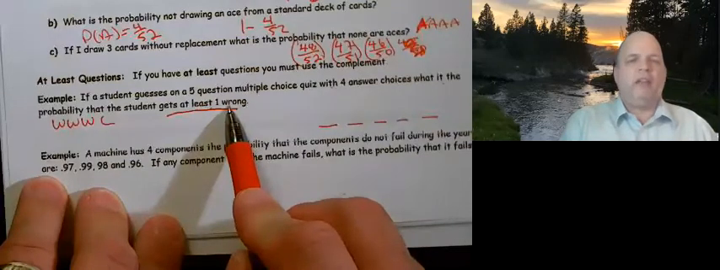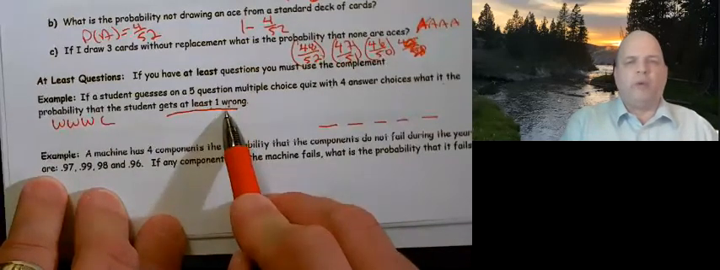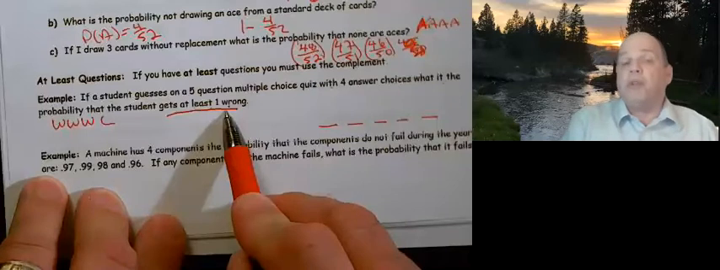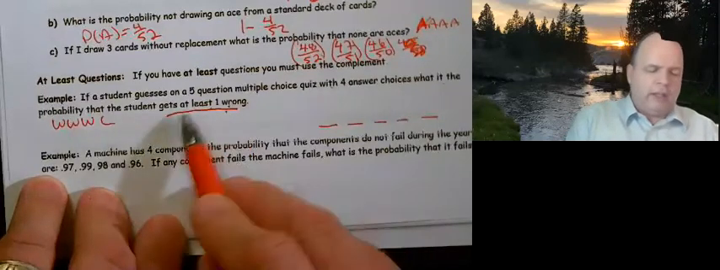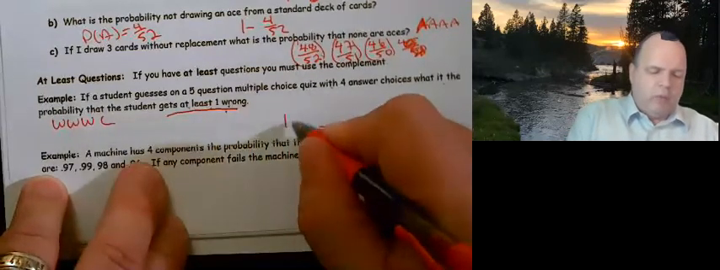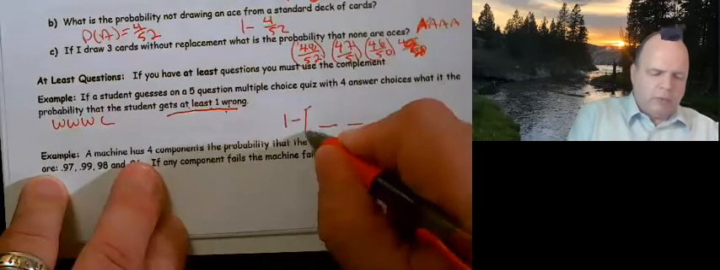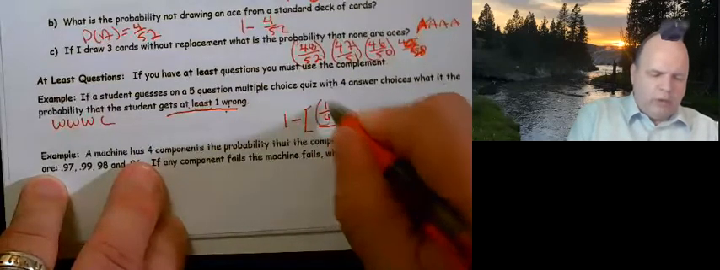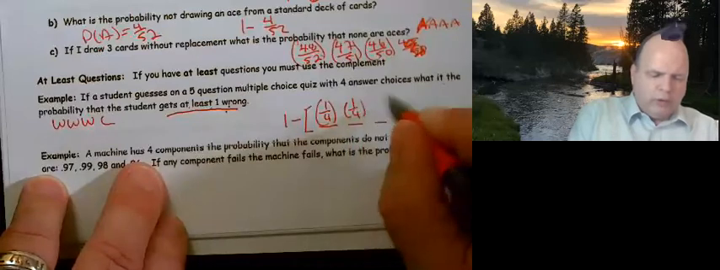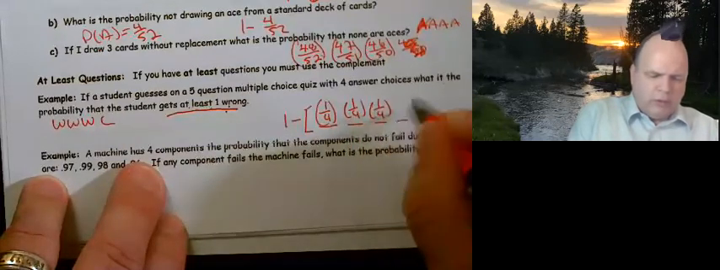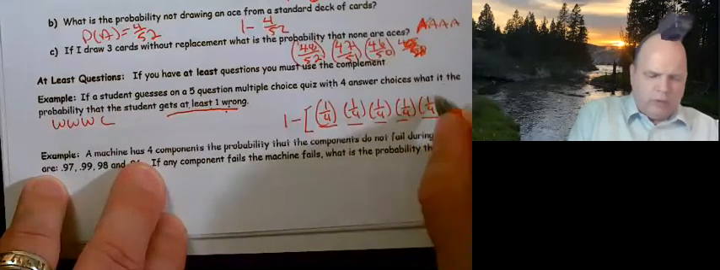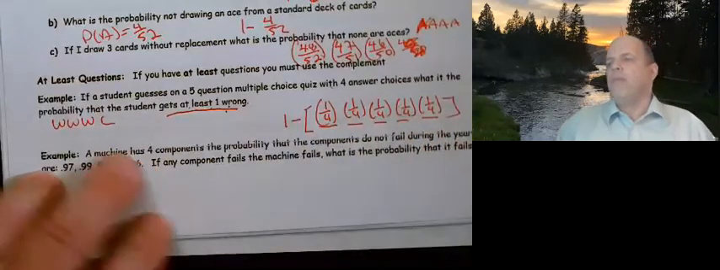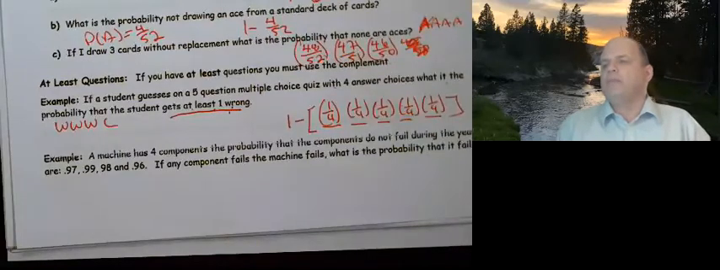Whenever they say that, whatever they ask for, you're going to do the opposite. So the opposite of wrong is correct. At least means 1 minus. So 1 minus 1 fourth, 1 fourth, 1 fourth, 1 fourth, and 1 fourth.